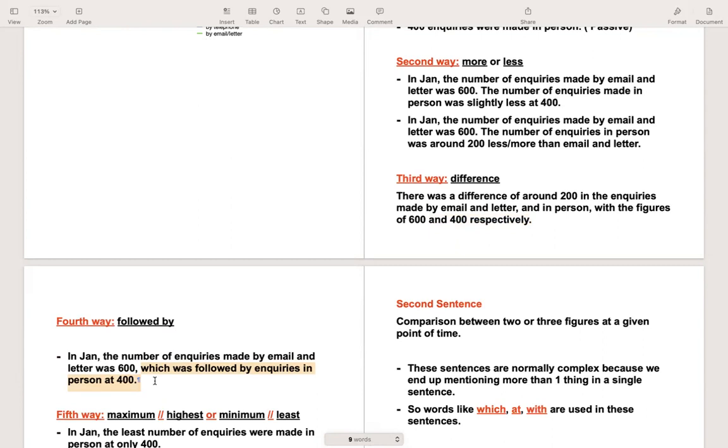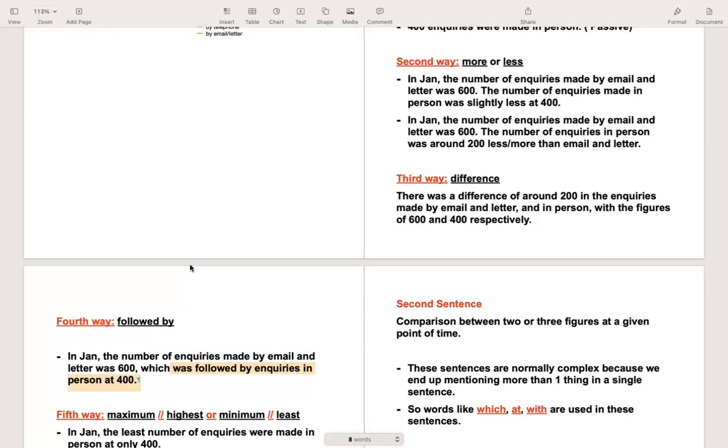It's not needed, Charlotte. In person is 400, and also email and letter is 600. Let the sentence be complete. Okay, this sentence is complete. Now tell me, there are two things here. What are the two things? Followed by inquiry in person is 400. Clearly say, what are the two things?